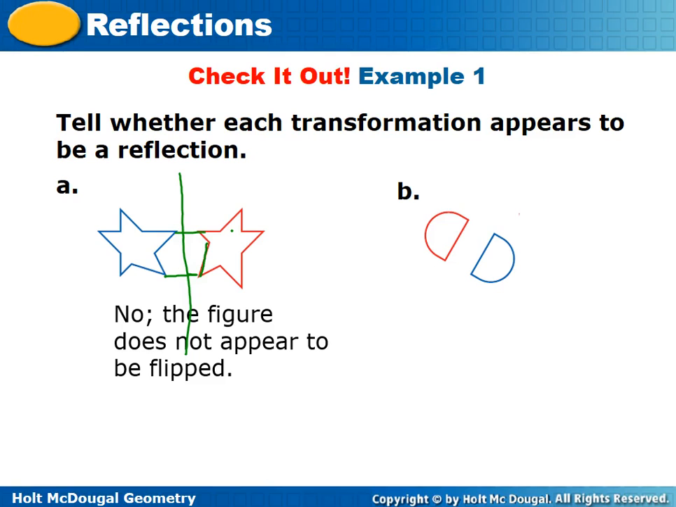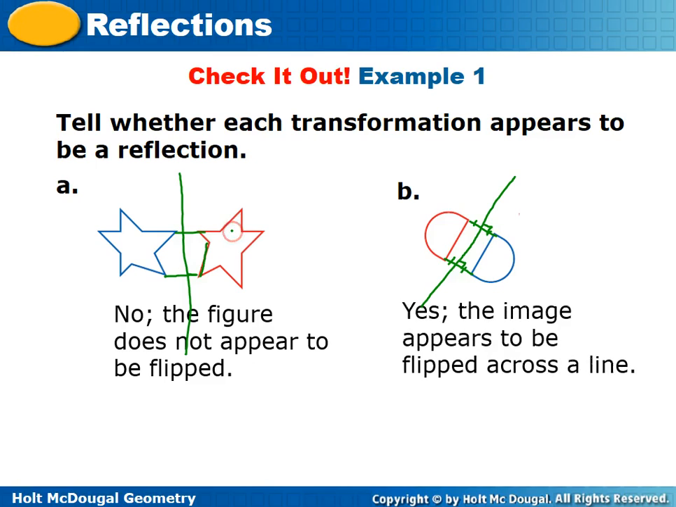And then this one over here, again, if we draw our lines from vertices and we draw a line between those two, that again is a perpendicular bisector. Perpendicular means that it's at a right angle from those lines, and bisector means these two resulting segments are congruent. So that does tell us, yes, the image appears to be flipped across the line.